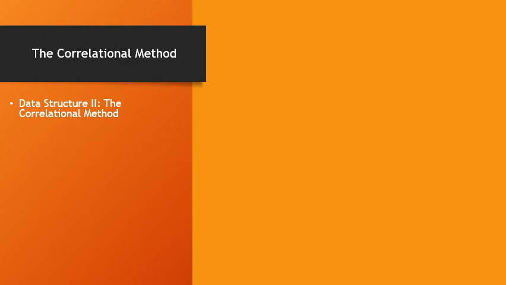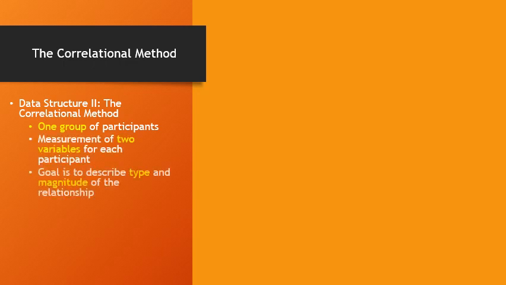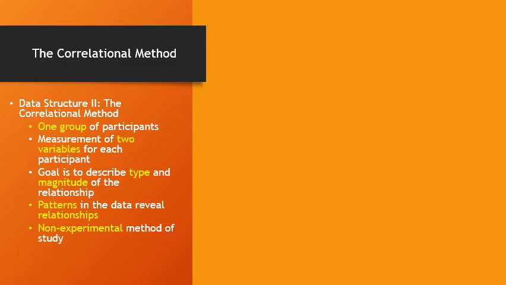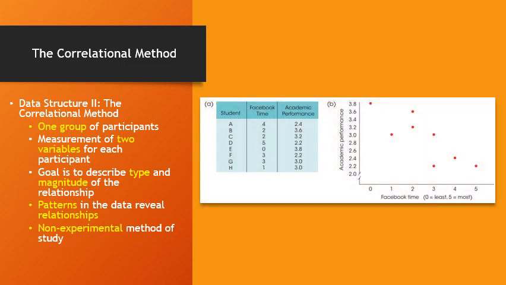Let's look at the correlational method. This is data structure 2. It's one group of participants. Measurement of 2 variables for each participant. The goal is to describe the magnitude of the relationship between 2 variables. Patterns in the data can reveal relationships. This is a non-experimental method of study.